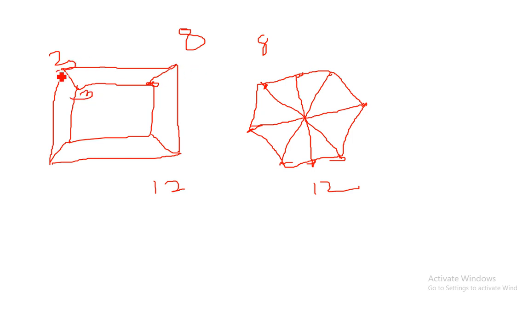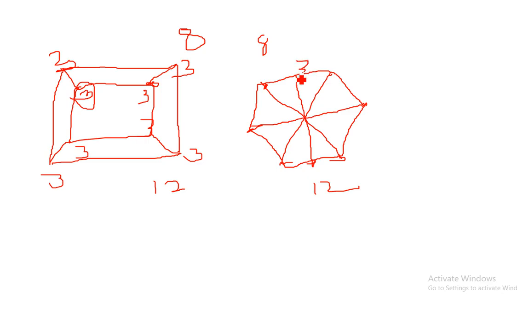Degree 3 is adjacent with degree 3. Degree 3 adjacent with degree 3. Right? 3 adjacent with 3 only. There is no degree 2 vertex. Yes, the same scenario is here also.